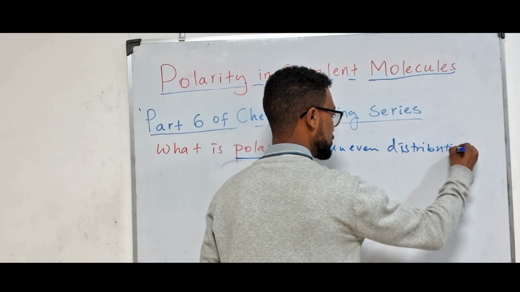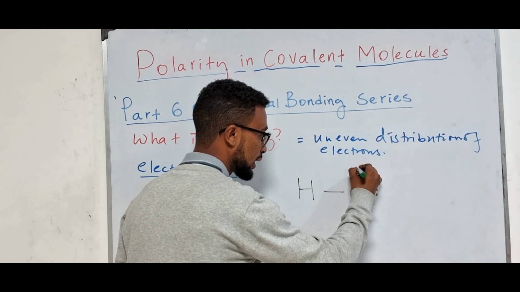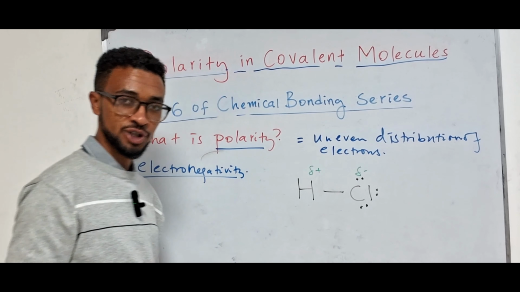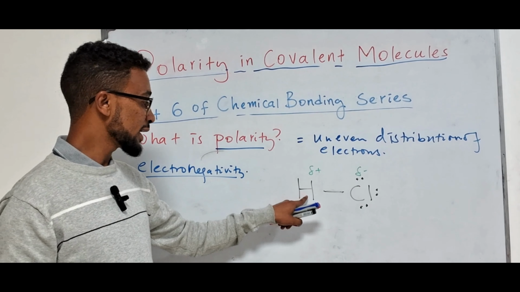Our first example will be HCl, or hydrochloric acid. In HCl, chlorine is more electronegative than hydrogen. What does this mean? Chlorine will tend to attract this pair of electrons more towards itself, making chlorine partially negative and hydrogen partially positive. Because electrons are being taken away from hydrogen, it will have a partial positive charge, and as chlorine is attracting the electrons, it will have a partial negative charge.